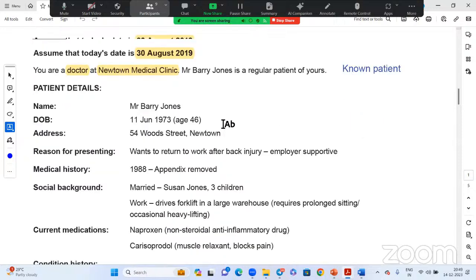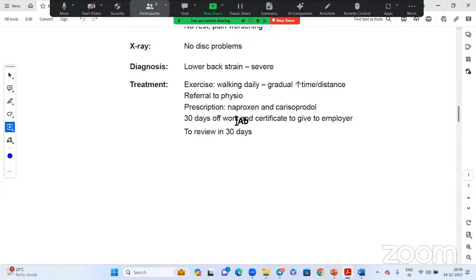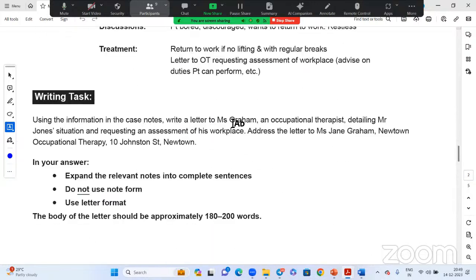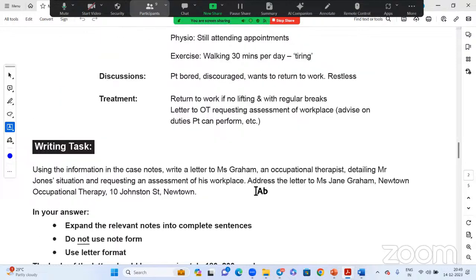But the other person, does he know him? That you will know here. Write a letter to Miss Graham, an occupational therapist, detailing Mr. Jones' situation. So they do not know him. Try to understand here.